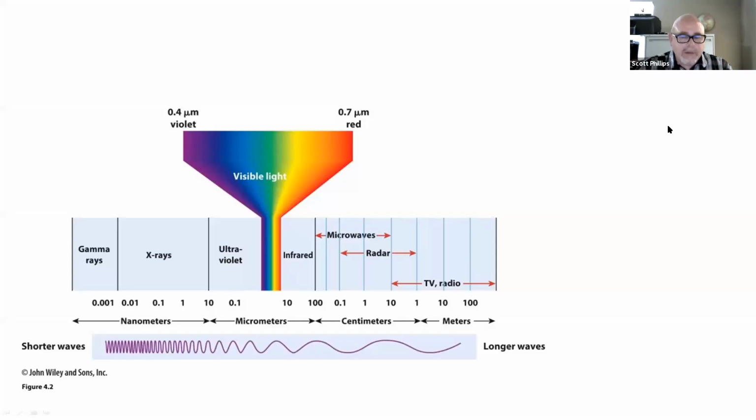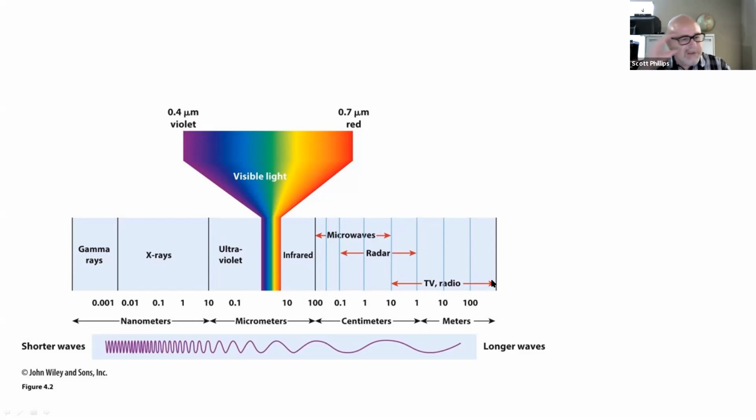Okay, next I want to talk about the electromagnetic spectrum. Electromagnetic energy is energy that's all around us. It's emitted by the sun. It warms the earth. It's also emitted by the earth back out into space and by objects in general. And it comes in different wavelengths, from shorter wavelengths to longer wavelengths.